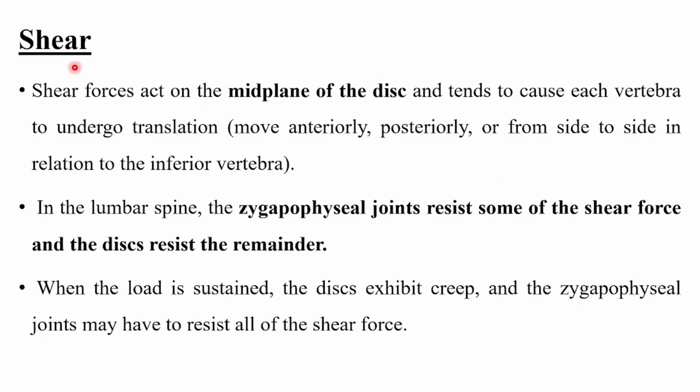Next kinetics is about the shearing force. The shearing force acts on the midplane of the disc and tends to cause each vertebra to undergo translation, to move anteriorly, posteriorly, or from side to side in relation to the inferior vertebra. In the lumbar spine, the zygapophyseal joints resist some of the shearing force and the disc resists the remainder. Excessive shearing force is resisted by your apophyseal joints as well as your intervertebral disc.